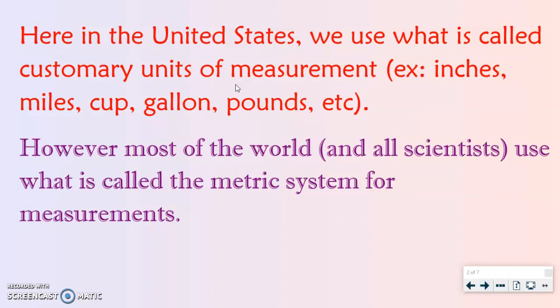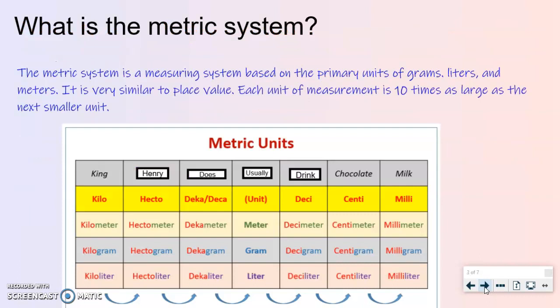It's actually simpler compared to customary units that we use here in America, where 12 inches equals a foot and 1,760 yards equals a mile. Very kind of random numbers almost. The metric system is actually a lot easier. So what exactly is it? Well, it's a measuring system that's based on the primary units of grams, liters, and meters.